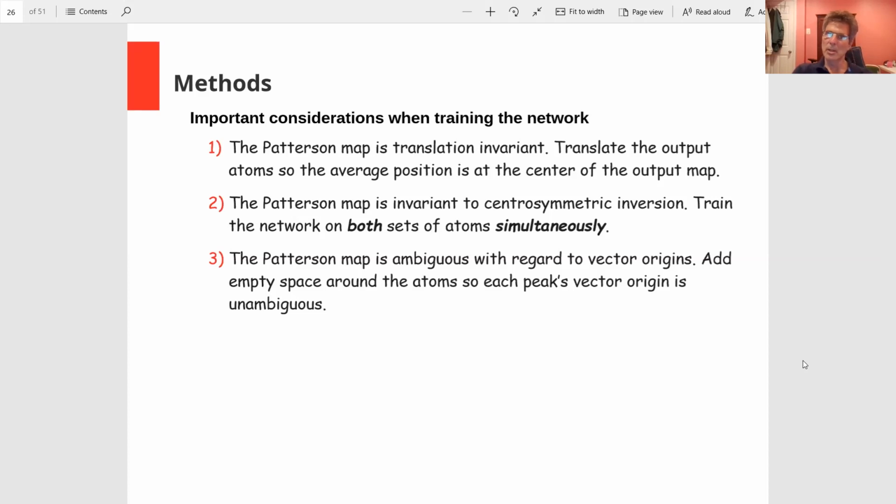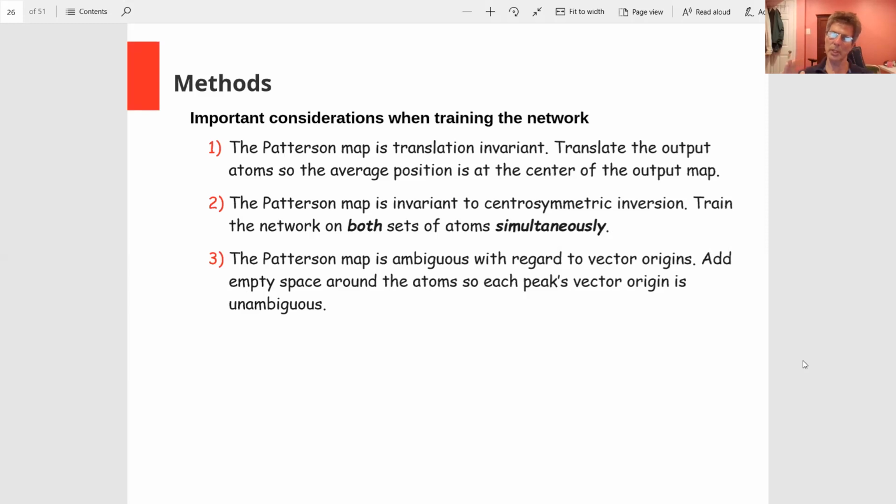Number one, the Patterson map is translation invariant. What that means is, let's do it the other way around. If you have a configuration of atoms on the output and you calculate the Patterson map, then you take that configuration of atoms and translate it in X, Y, or some combination of X, Y, and Z, and calculate the Patterson map for that, you're going to have the same Patterson map. And that's a problem for training the network.